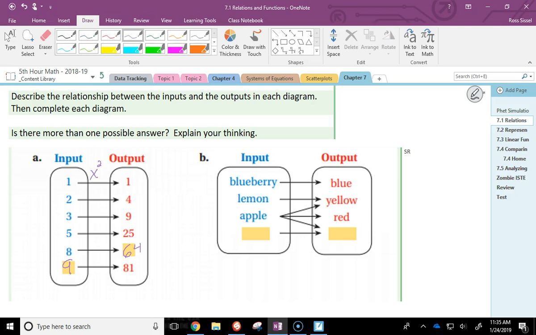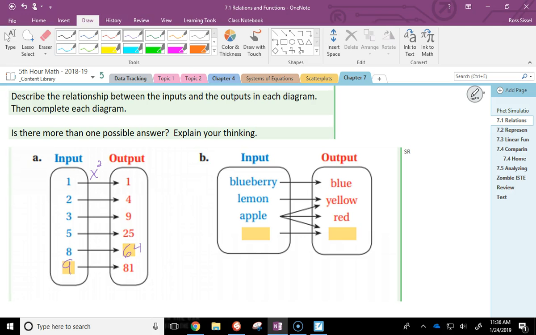Well, let's look at the second one. The inputs were blueberry, lemon, apple. The outputs were blue, yellow, red. So I put in a blueberry, and a blue came out. I put in lemon, yellow came out. I put in apple, yellow came out. I put in apple, red came out.